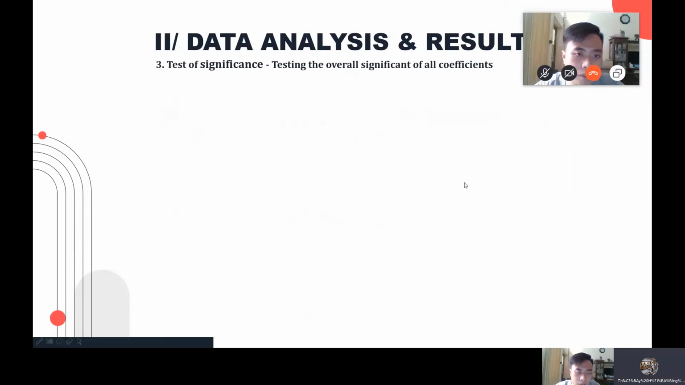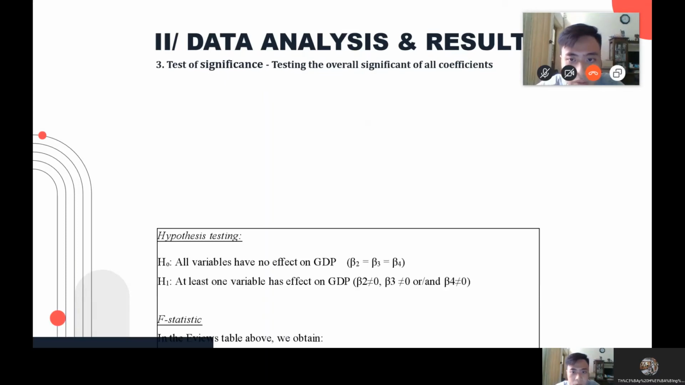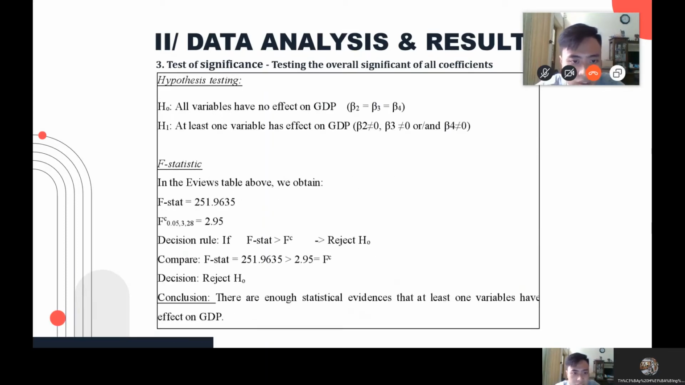So we come to the second part, which is the data analysis and result. I will do two tests in this part. The first test is testing the overall significance of all coefficients. In this test, I will test whether all variables have an effect on GDP. I will use the F statistic, so the decision rule is that the F stat is greater than the F critical.